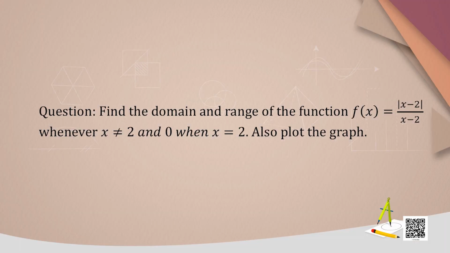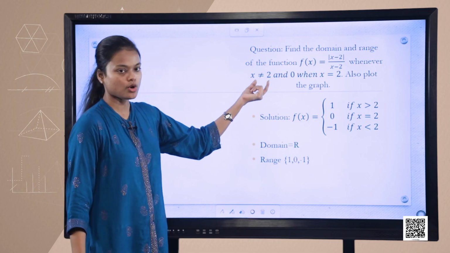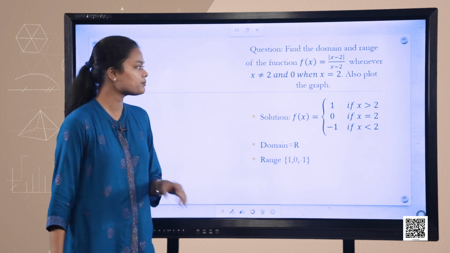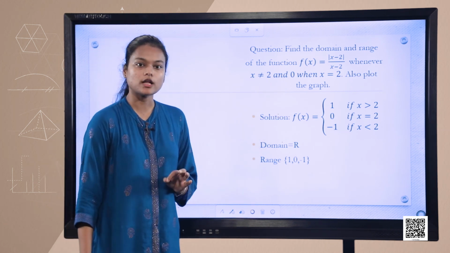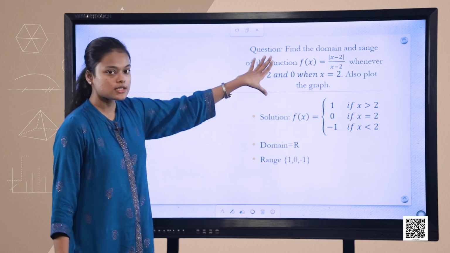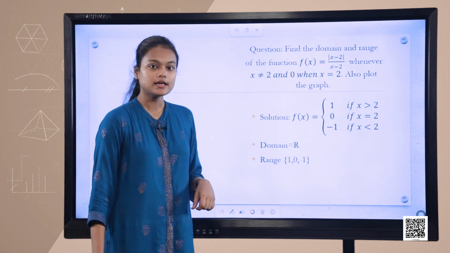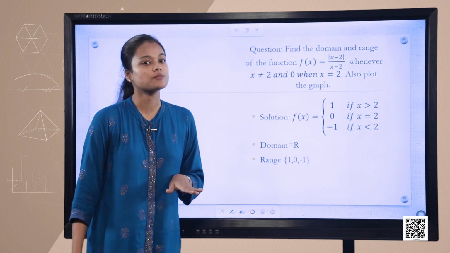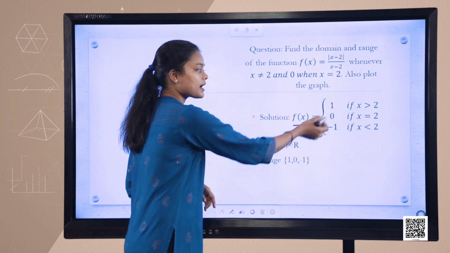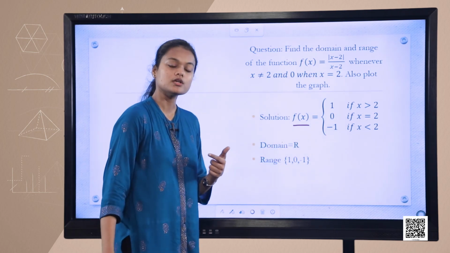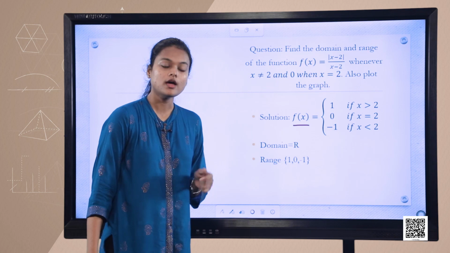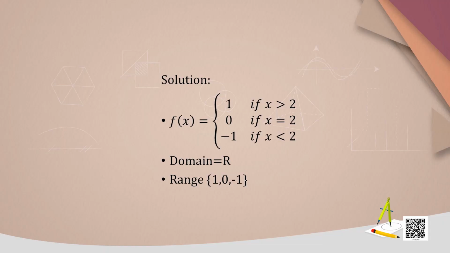So let us take this question. In this we have to find the domain and range where the function is defined as modulus of x minus 2 upon x minus 2, where x is not equal to 2, and whenever x is equal to 2, the function is taking 0 as its value. Now, you may notice after simplifying it that it is nothing but a signum function. f of x is again taking 3 values, 1, 0 and -1, whenever x is greater than 2, equal to 2 and less than 2.